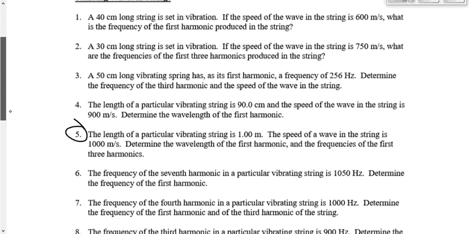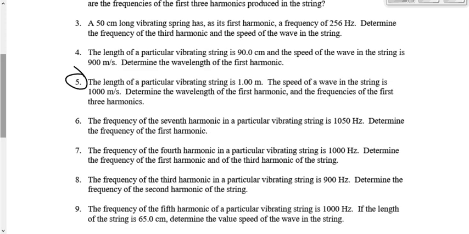Question 5 says the length of a particular vibrating string is 1 meter. The speed of the wave is 1,000 meters per second. What's the wavelength of the first harmonic and the frequencies of the first 3 harmonics? Okay, interesting.